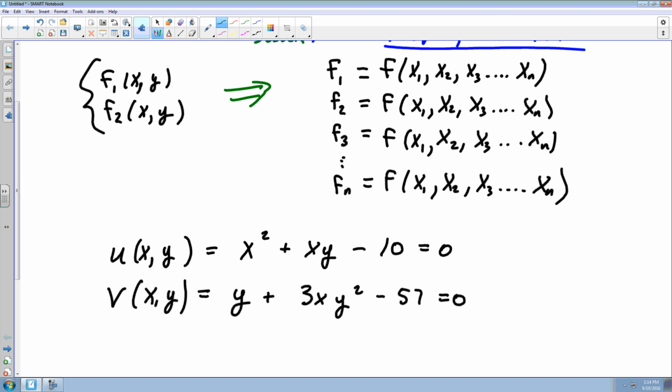Now, if you got this problem, how would you solve it? Anybody? I wondered, because I was thinking of that myself. Like, if somebody said, solve this for x and y, how would you solve it? Anybody know how they might solve it?